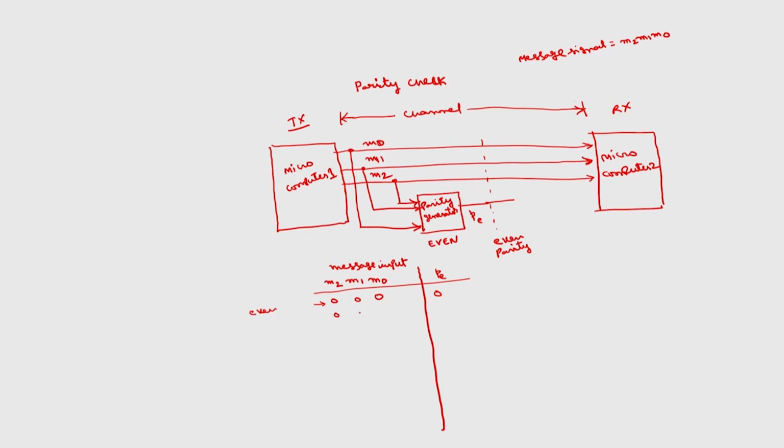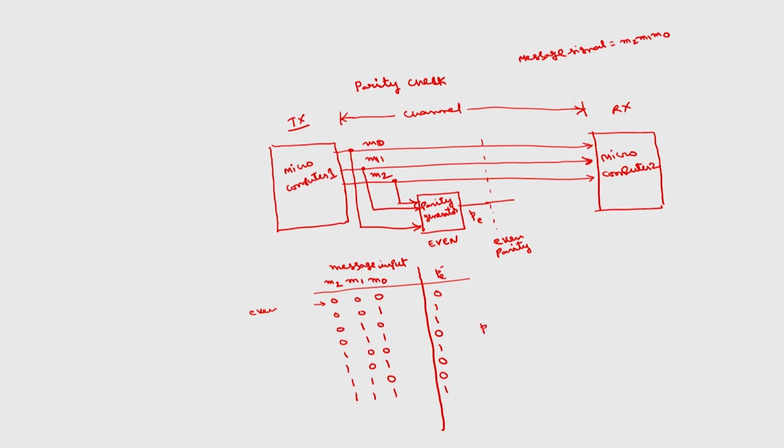The second combination is 0, 0, 1. Without PE, this has odd parity. If I want to make this even parity, I have to make PE 1. Similarly, 0, 1, 0 has odd parity, so you make it 1. 0, 1, 1 has even parity, so you make it 0. 1, 0, 0 is odd parity, so you add 1. 1, 0, 1 is even parity, so 0. 1, 1, 0 is also even parity, so 0. 1, 1, 1 is odd parity, so you add 1.